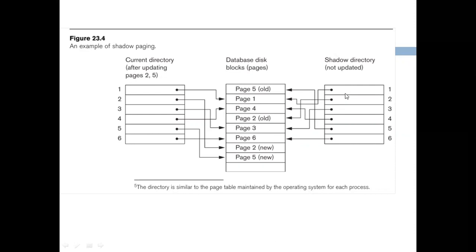The shadow directory, block number 2, is pointed to the old one, whereas the second entry of the current directory is pointing to this new one. So both of them will be pointing to different blocks on the database disk, which means there may be multiple disk blocks for a particular page. One is for the old one, another one is for the new one. The current directory always points to the new one and the shadow directory will point to the old one.